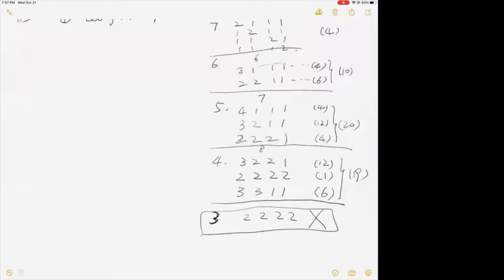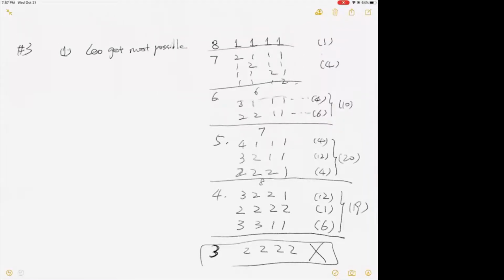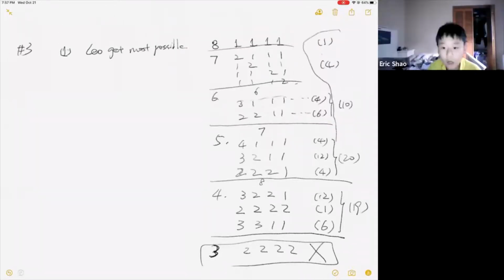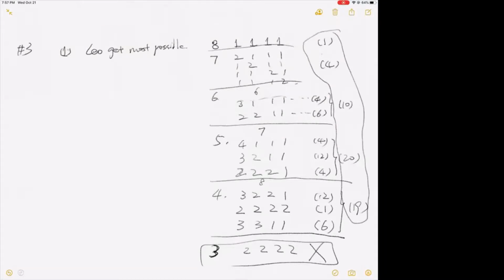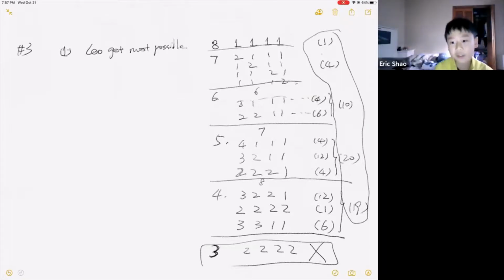Okay? Mm-hmm. So how many in total? There are 1 plus 4 plus 10 is 15. 15 plus 20 is 35. 35 plus 19. No, or I could just do it the easy way.